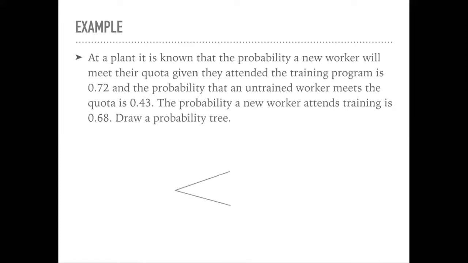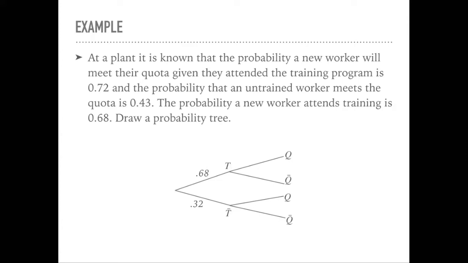So we have a new worker, they either go to training or they don't go to training. I'm using T with a line over it, meaning the complement event of going to training. Either go to training or you don't. And then each time you can either meet your quota or not meet your quota. So this is the basis for our tree. Now, what's the probability that a new worker goes to training? Well, the probability a new worker goes to training is 0.68. So the probability that a new worker did not go to training is 0.32. Now, what's the probability that a trained worker meets their quota?